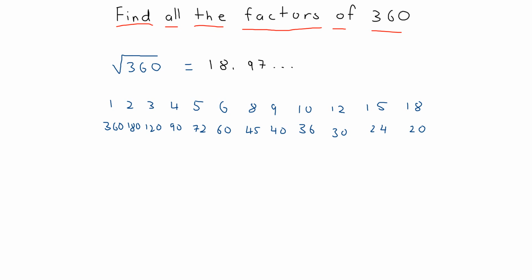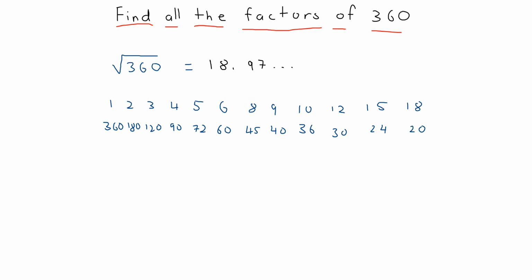We just count up to the square root, which is 18.97, and then we fill them all up, and then we count the pairs back down. Let's count how many of them there are. 1, 2, 3, 4, 5, 6, 7, 8, 9, 10, 11, 12. 12 times 2, 360 has 24 factors.